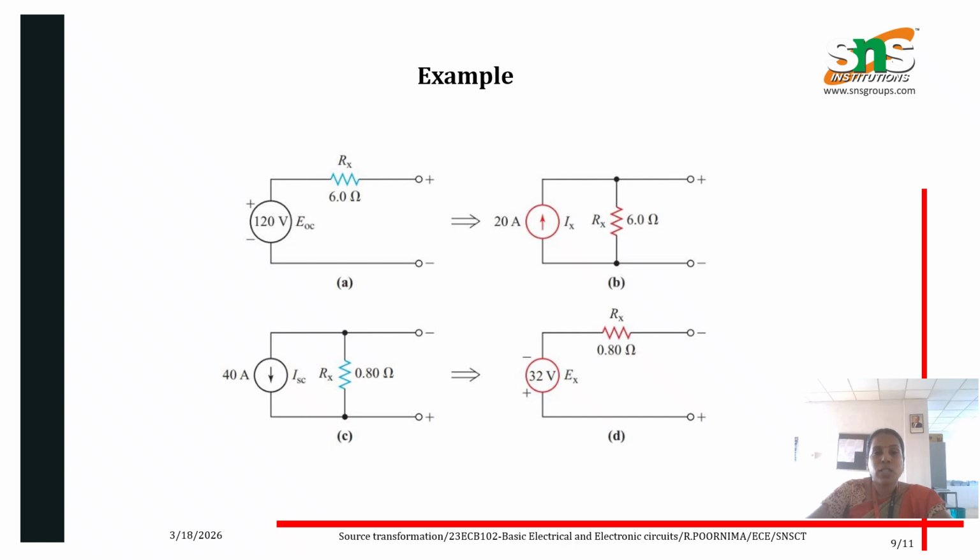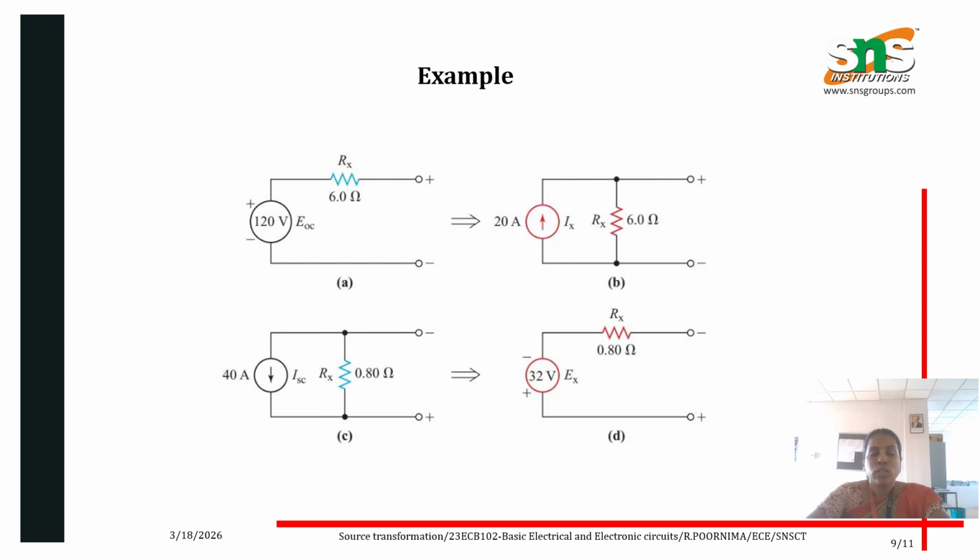In diagram C, a 40 ampere current source is drawn in parallel with a resistance of 0.8 ohms. To convert this current source to a voltage source, the formula applied is V equal to I into R. I is 40 amps, multiplied by the resistance value 0.8, so we get 32 volt. In diagram D, the 32 volt voltage source is connected in series with 0.8 ohms. In the first example, a voltage source is converted into a current source. In the second example, a current source is converted to a voltage source.